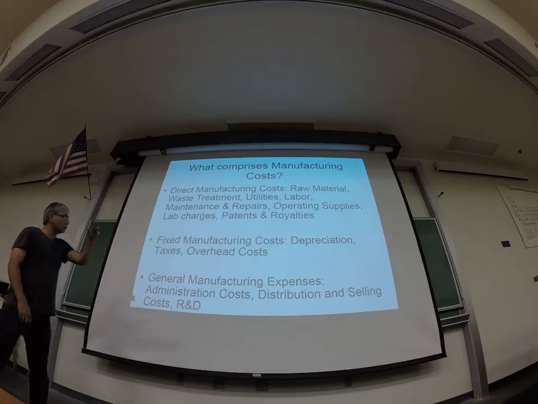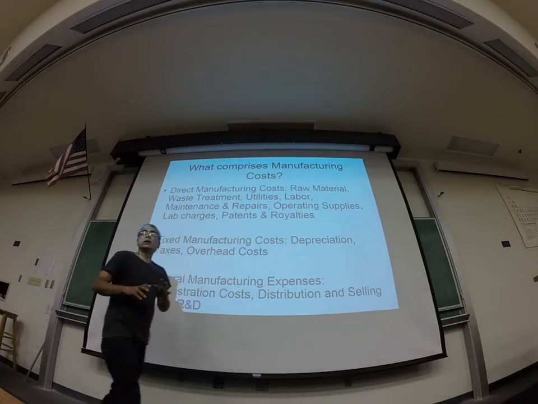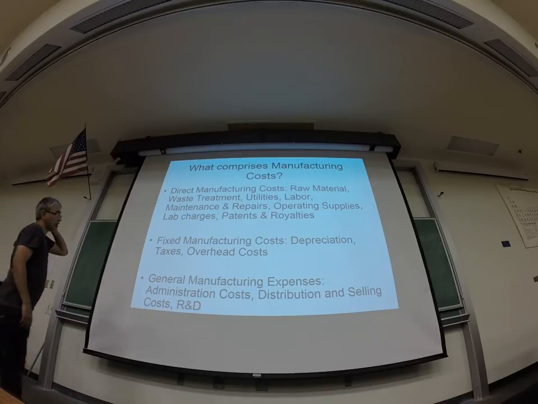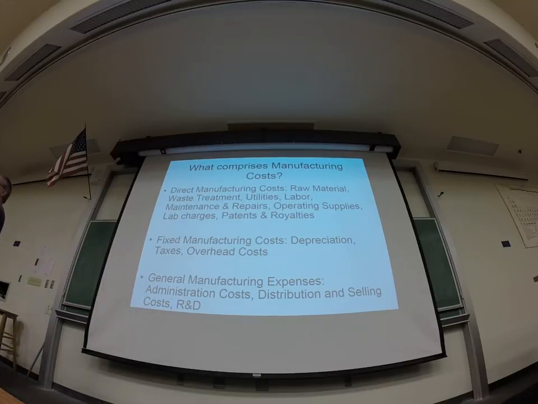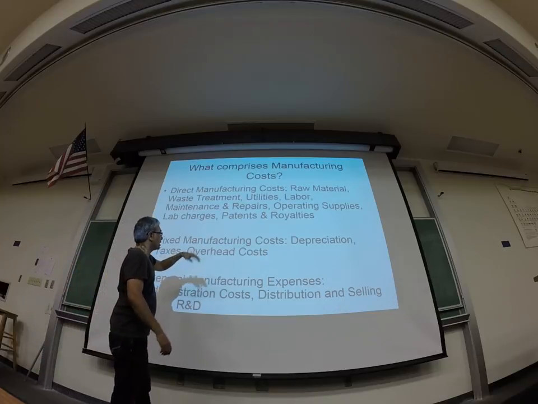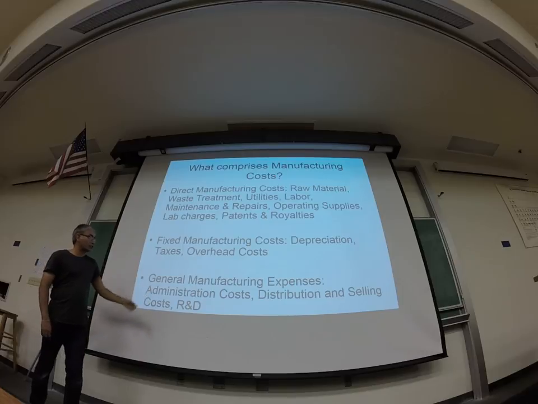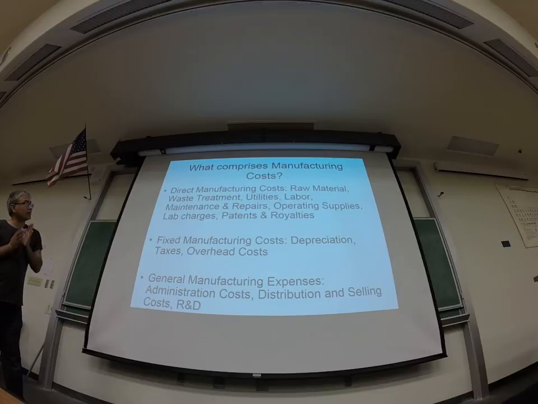Fixed manufacturing costs include depreciation. We'll talk later about what depreciation is, so I don't want to get into it. Depreciation is a little bit more subtle than I think a lot of you understand right now. Taxes, overhead costs. You guys remember what is included in overhead costs? Benefits. Very good. Your medical benefits, retirement benefits, all that kind of stuff for the labor, and of course your workforce. And then general manufacturing expenses will include administration costs, distribution and selling costs, and R&D. Every term is quite self-explanatory.